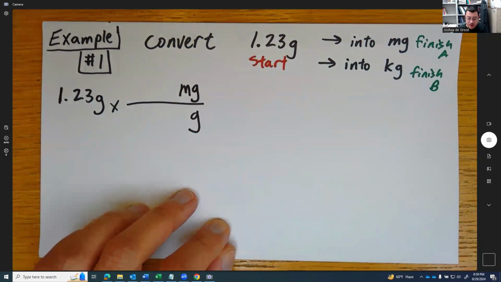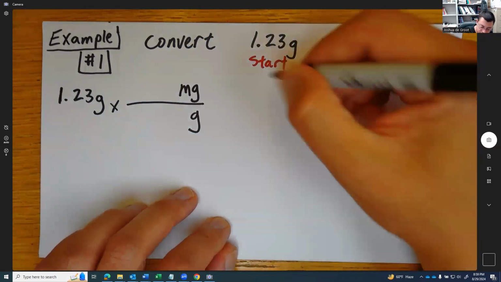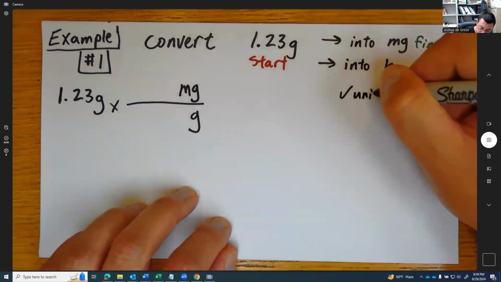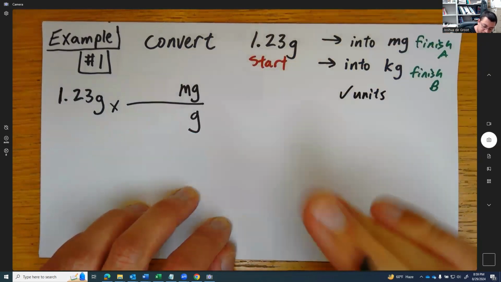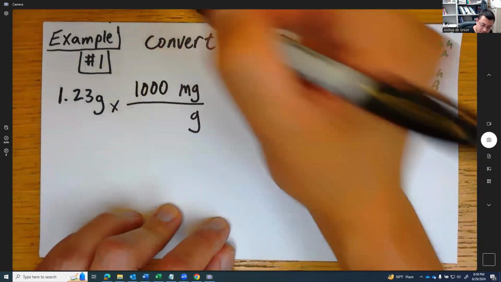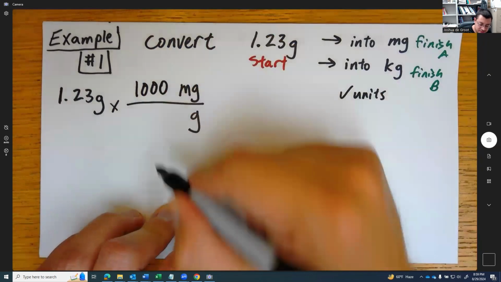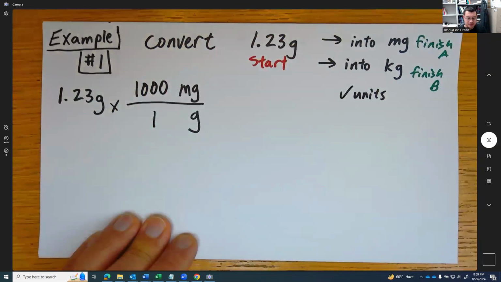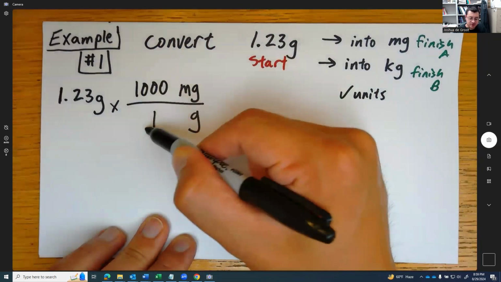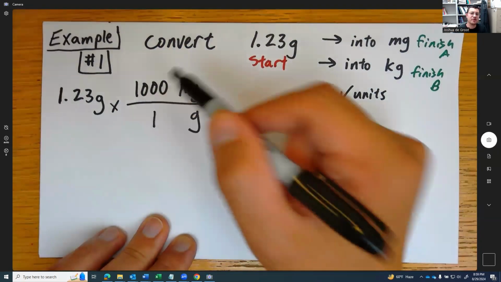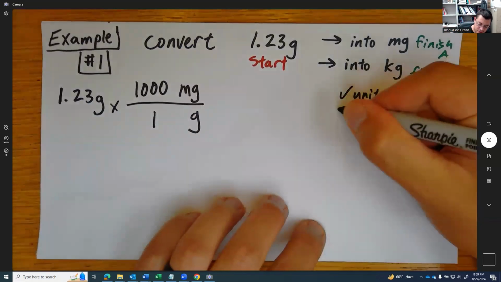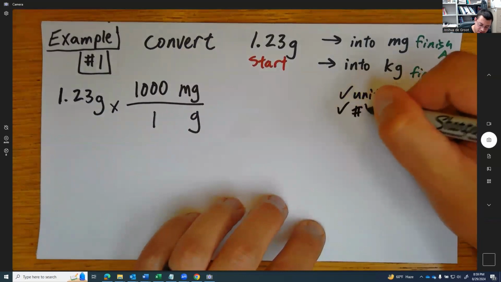Now that I've written my units, we can just check off our boxes. We've done our units. Now we can put in the numbers. I like to give a big number to the small unit. Maybe some of you would have written a 1 here and a 0.001 there, but I like to stick with giving the big number to the small unit. Now we've done our numbers.